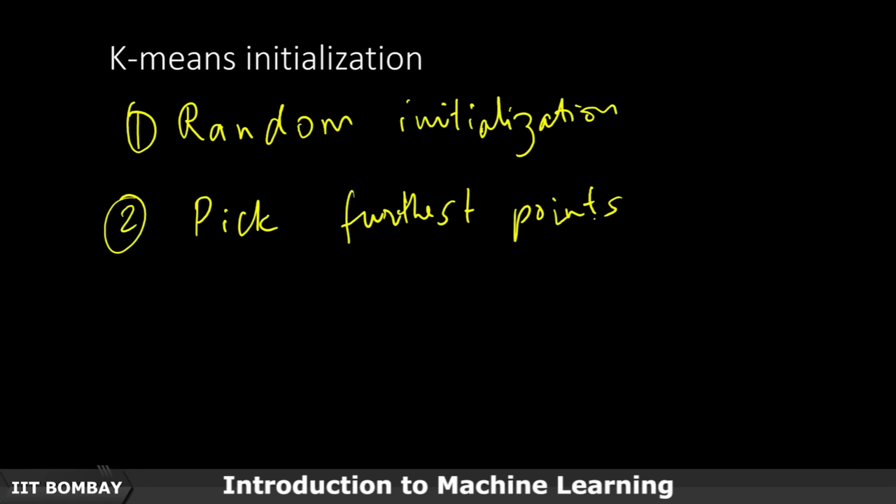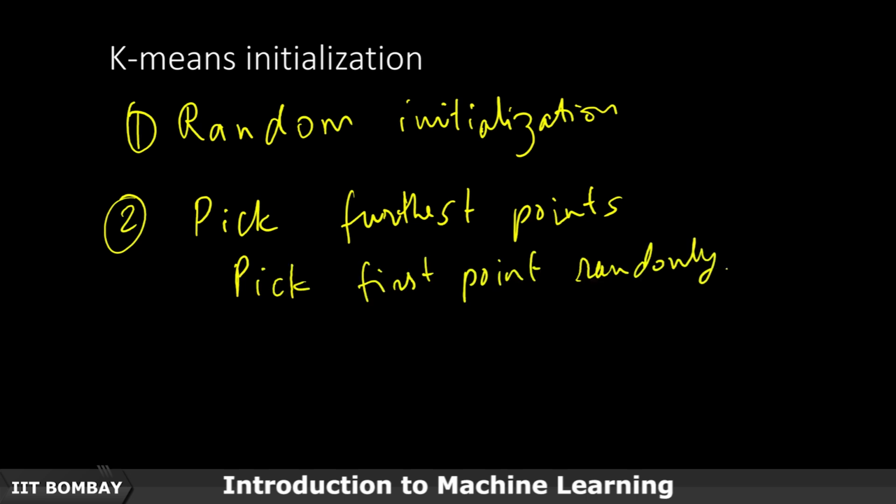A rough or greedy method would be to pick the first point randomly, then pick the next point that is furthest from the previously picked points.